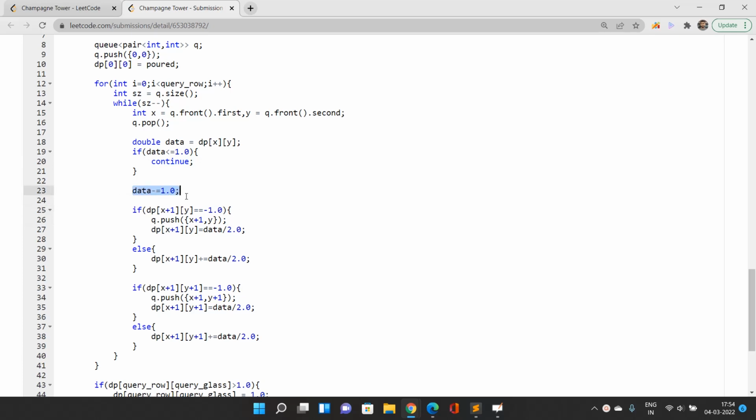Otherwise subtract data minus equal to 1.0, because it will take exactly one glass of water to fill it. Okay, so now we have some remaining values. The data will contain the remaining values of extra water that is being overflowed. So it will be overflowed in equal direction to both of the glasses that are present in the layer below it. So I will check if dp of x plus 1, that is the glass present in the next layer, and the y, it means the same glass corresponding to that.